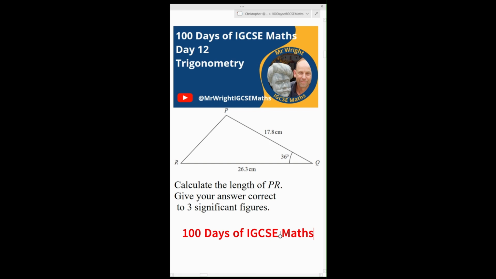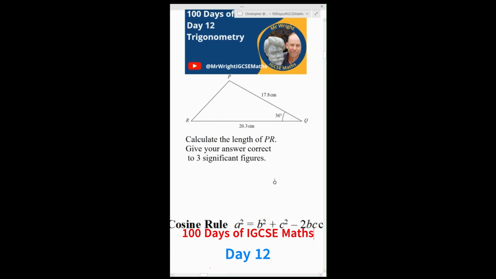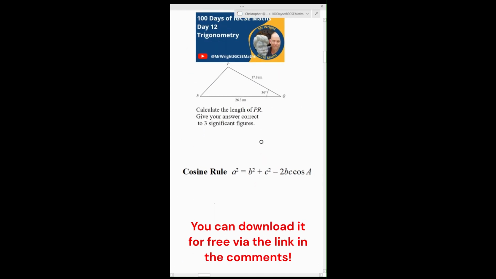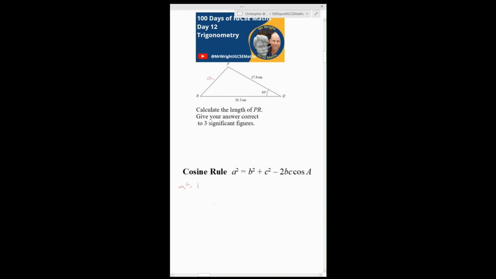Pause now if you're going to do the question before me. Okay, this is a question that requires the cosine rule. I've written the cosine rule there already. So I'm going to label the side that we want to find a. So I've got a squared equals 17.8 squared plus 26.3 squared minus 2 times those two side lengths multiplied by cos 36. On my calculator, that gives me an a squared of 251 point something or other. So if I square root that, put my answer to 3 significant figures, I get the answer a is 15.8.